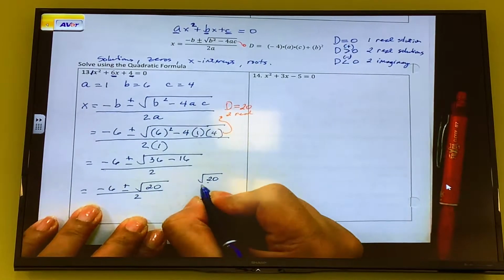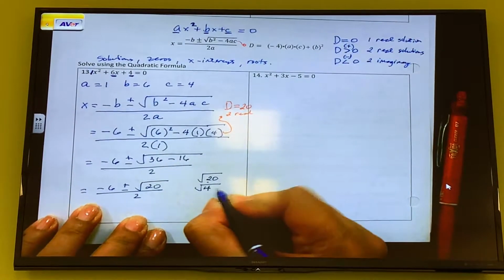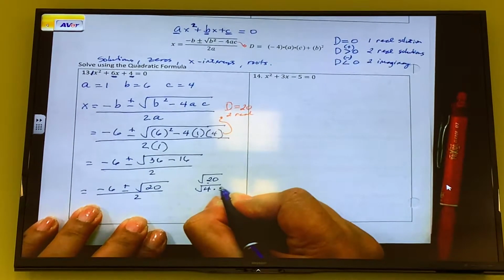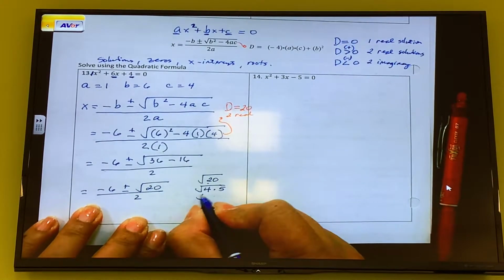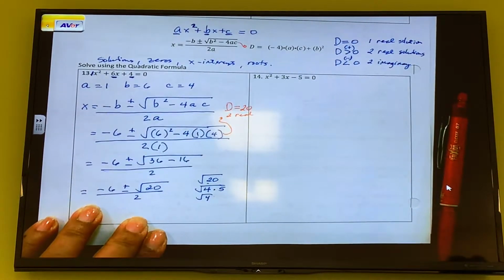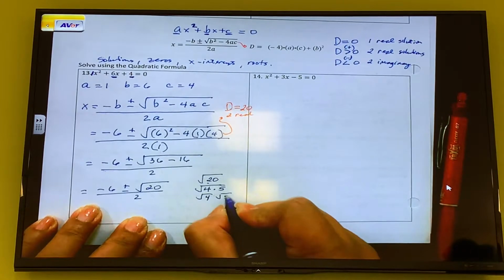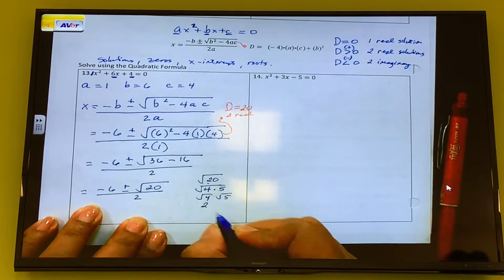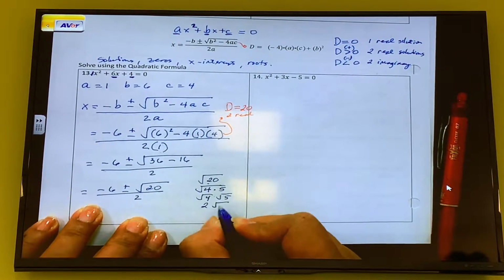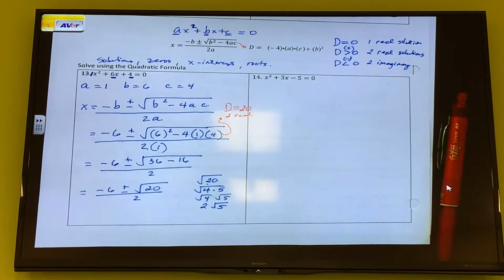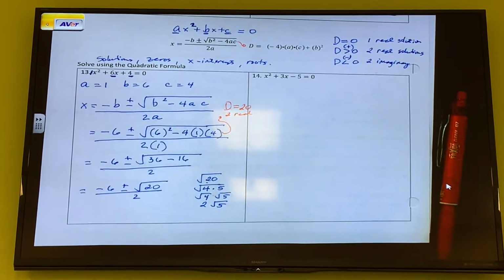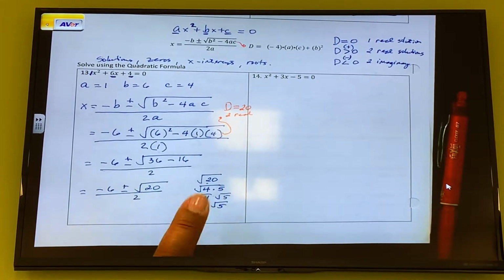So you're going to rewrite the square root of 20 as the square root of 4 times 5, and then you take the square root of 4 by itself, and the square root of 5 by itself. And the square root of 4 is 2. So that means the square root of 20 in simplest form is 2 square root of 5. Put it in lowest terms, in other words. Your SAT answers are all going to be written this way.